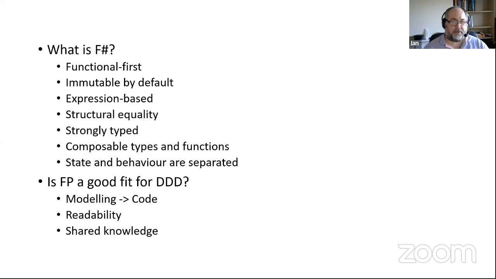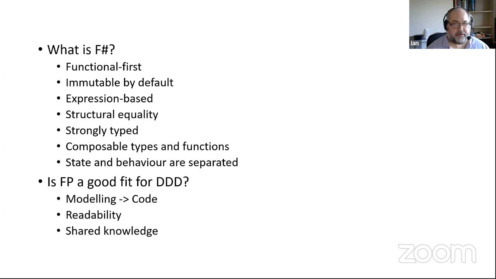It has structural equality all the way through. Those of you that are used to object-oriented programming and reference equality, with objects you get reference equality, but most of the time with functional programming you get structural equality. So if two things look the same, they are the same. It's strongly typed. It doesn't appear like it's strongly typed some of the time, but it is completely strongly typed. And it uses composable types and functions. So you build bigger types out of smaller types, and you build more expressive and more useful functions out of smaller functions, and functions are first-class citizens as well.